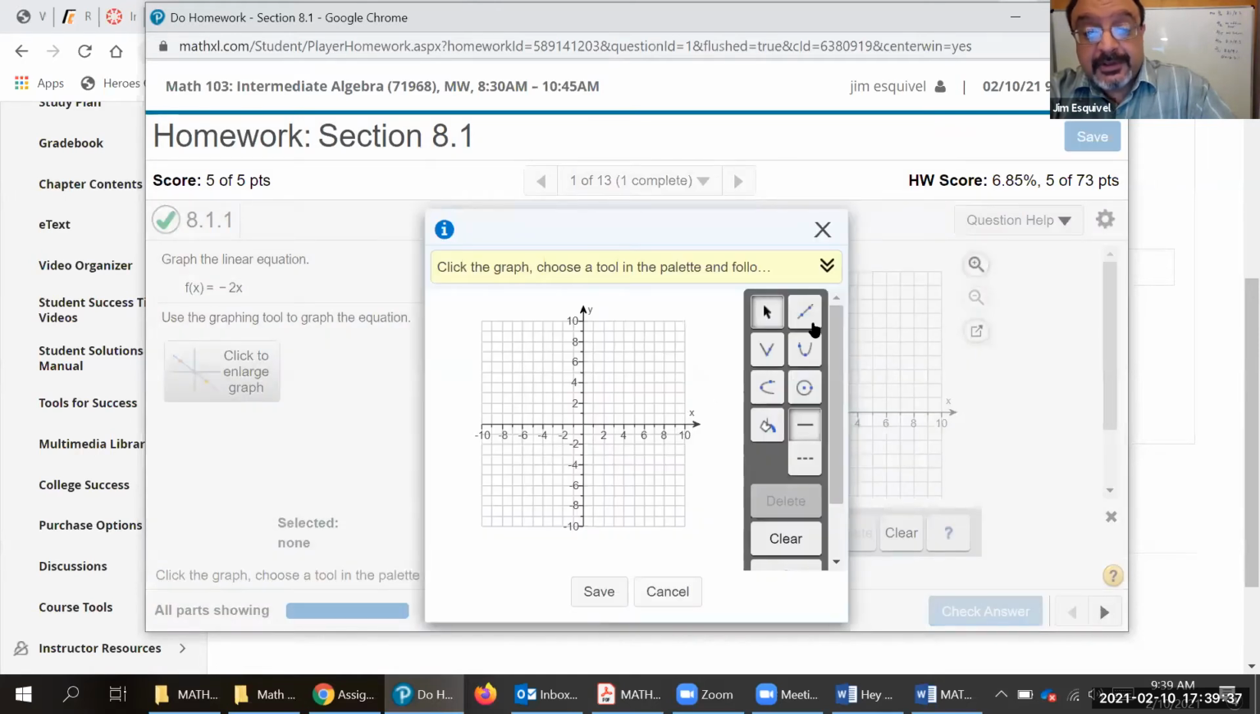So when I go to graph this, the y-intercept is here at 0. Then I'm going to go down 2 and then right 1.